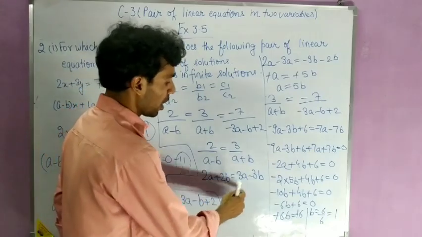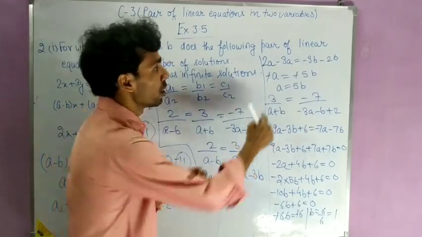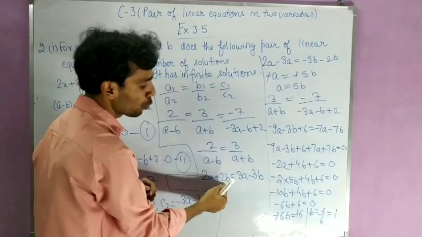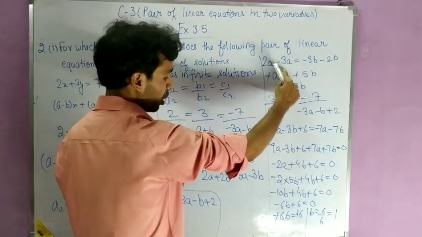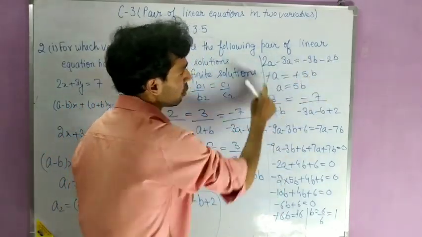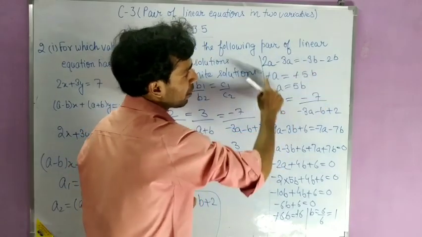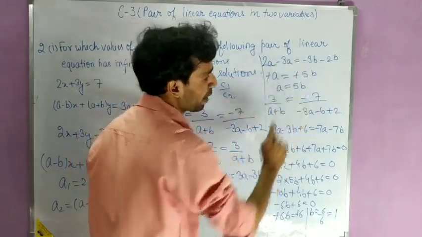So after that I put the like terms together. So I have transferred 3a this side and 2b this side. So 2a minus 3a equal to minus 3b minus 2b. So minus a equal to minus 5b, minus minus cancel. So a equal to 5b.